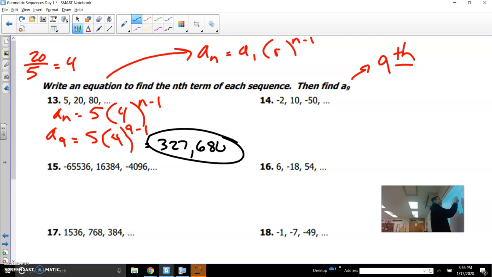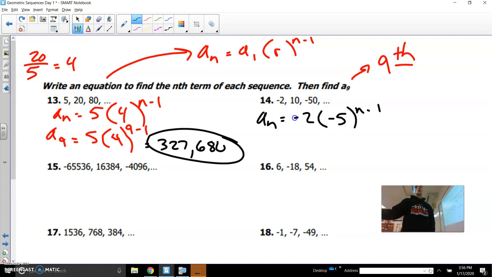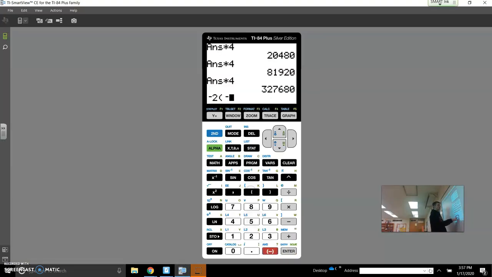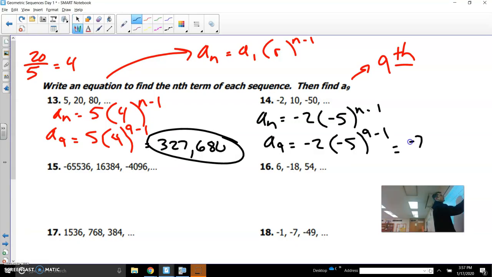Let's try another one. The first number is -2. If I divide 10 by -2, you're actually multiplying by a -5. And then there is my formula. n-1 is the exponent. It's just always the same. And now if it wants me to find the 9th number, let's go multiply -5, and then replace the n value with 9. So let's go for it. -2 times -5 raised to the 9 minus 1. And so that ends up giving you -781,250.